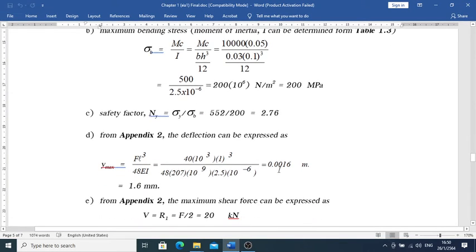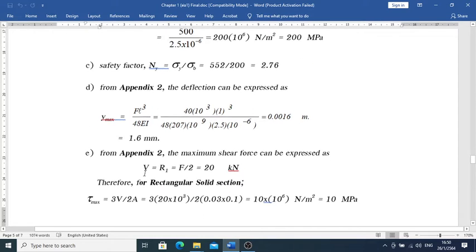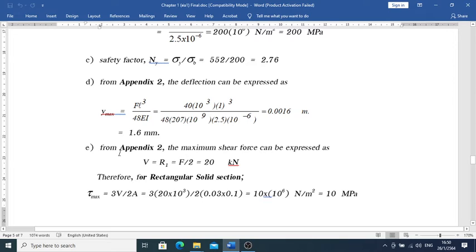Okay, and based on appendix number 2, I find the Y max there. I put it up there, and then I make a substitution to the corresponding number. I got the answer there. Also the question is, from appendix 2, the maximum shear force. I found it. V is equal to R1 equal to F over 2 respectively. Constant all the way from the left to the right. Okay, it's going to be 20.